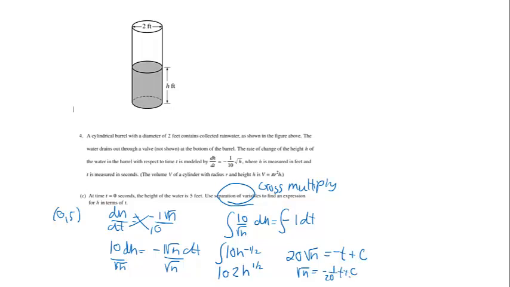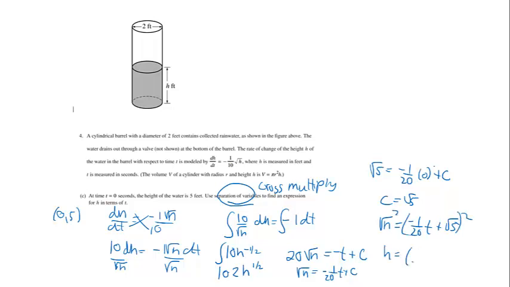And then at this point, I'm going to go ahead and find what c would be. So they told me that h was 5. So the square root of 5 is equal to negative 1/20, t is 0, plus c. So that means c is the square root of 5. So I get square root h equals negative 1/20 t plus square root of 5. And now it did say to solve for h, so I'm going to square both sides. So I'll get h equals the quantity negative 1/20 t plus the square root of 5, all squared.